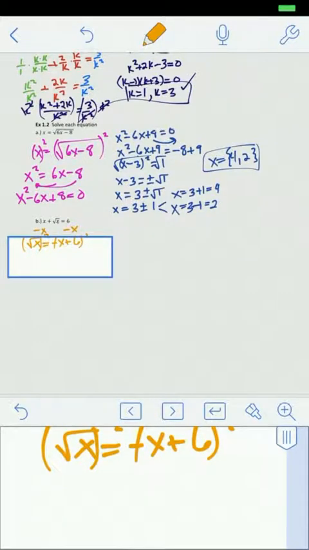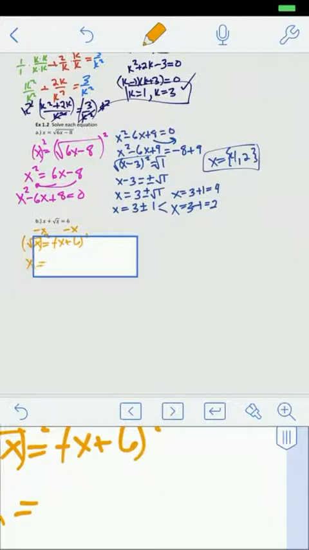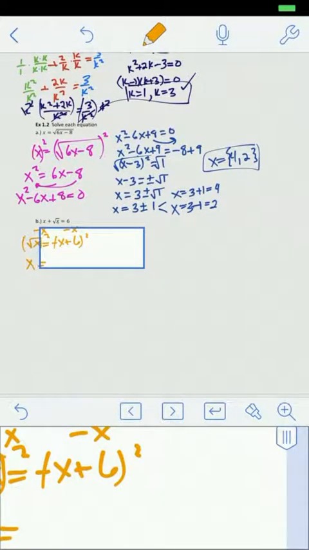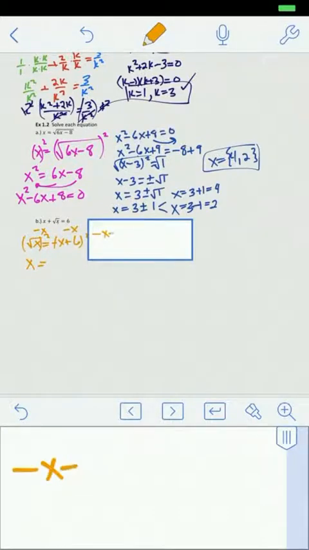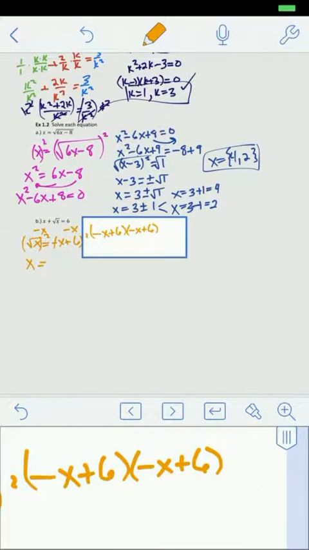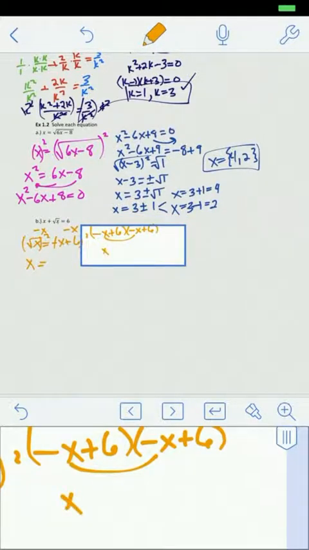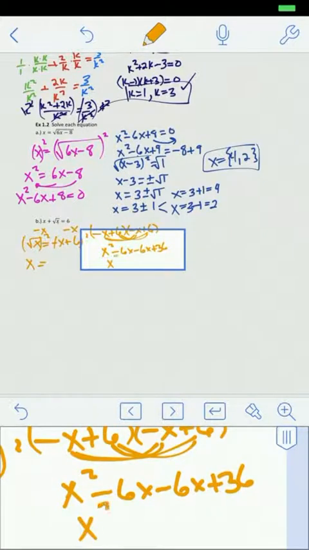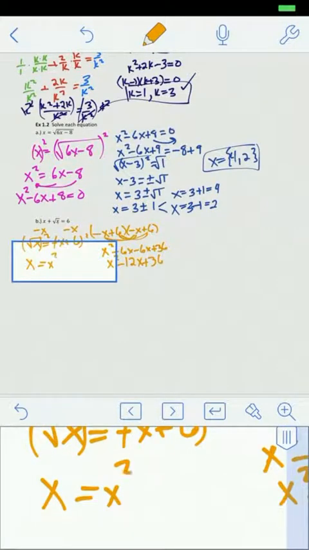We end up with just x on this side. And then I have a negative x plus 6 times itself. Again, I can't distribute. That's when God kills kittens. So I'm going to do negative x plus 6 times negative x plus 6. I end up getting a positive x squared, a negative 6x, a negative 6x, and a positive 36. So that would be x squared minus 12x plus 36 is what I get on this side.